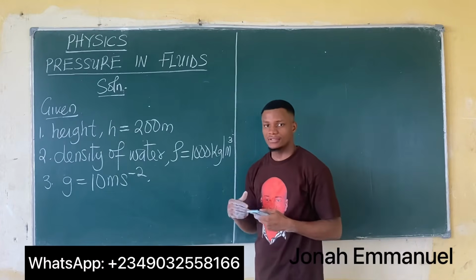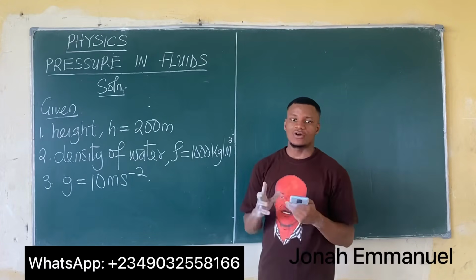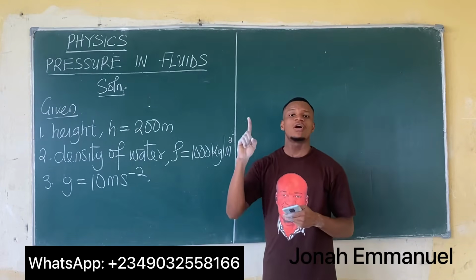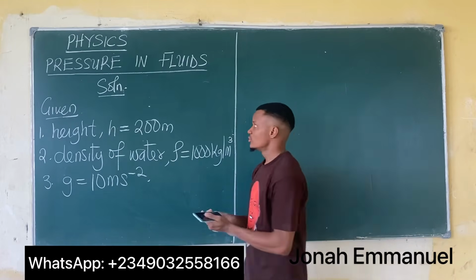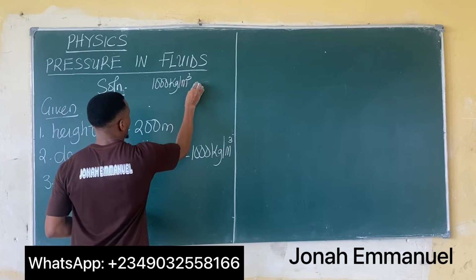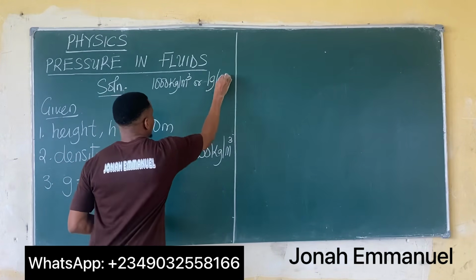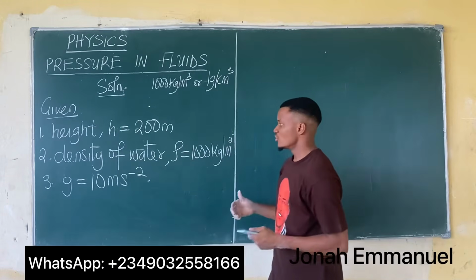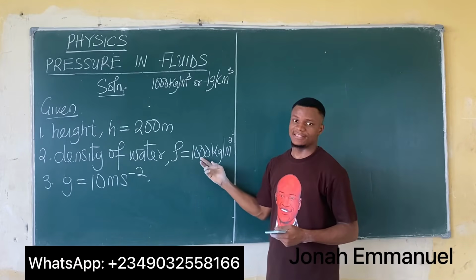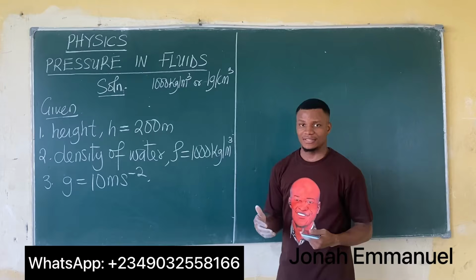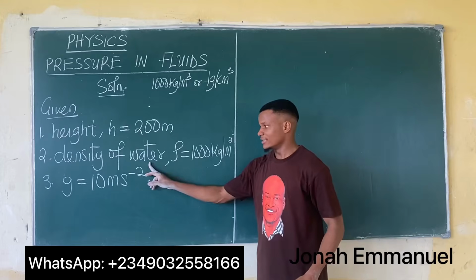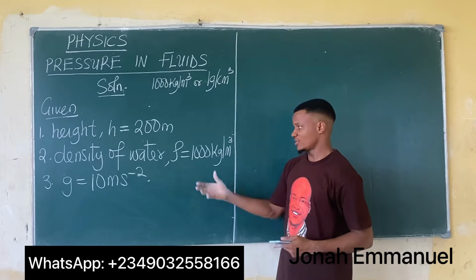Now let me say something straight up. The density of water is always a constant, and the value is 1,000 kilogram per meter cube or 1 gram per cm cube. Alright? Don't forget this. So in other words, you would not be given a value of density of water that will be anything aside from this. So it's always 1,000. So whether you're given the density of water or you're not given, so far as it's water, the density is always 1,000. So please always note this.